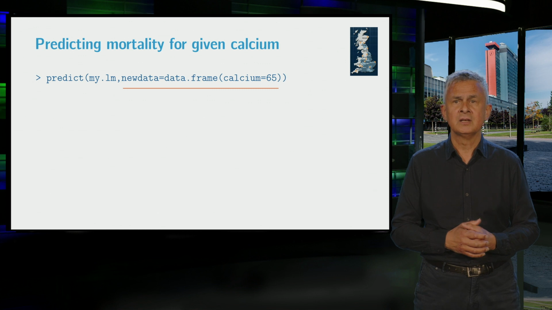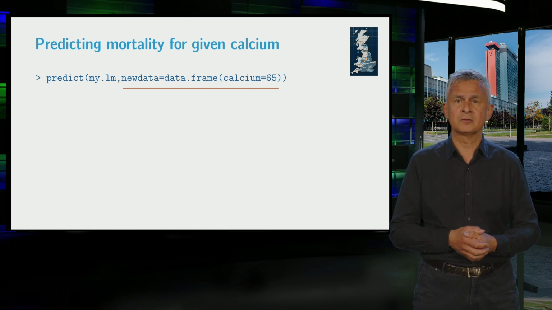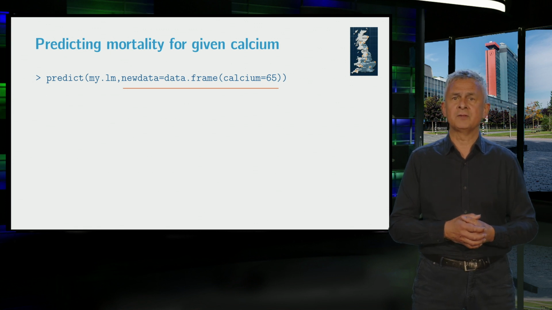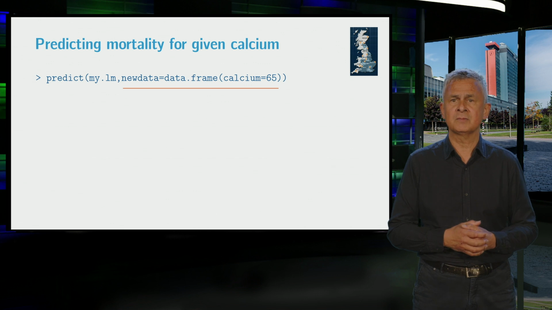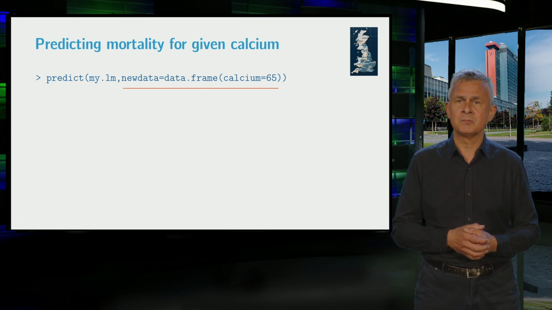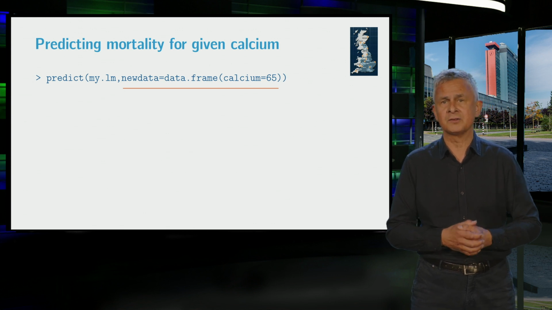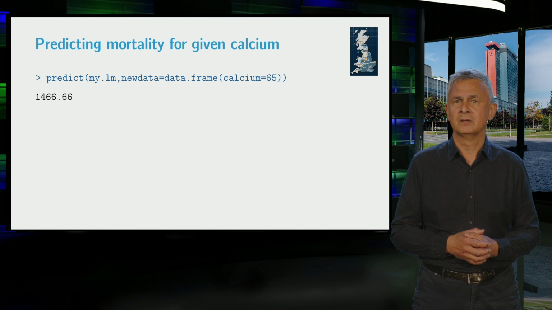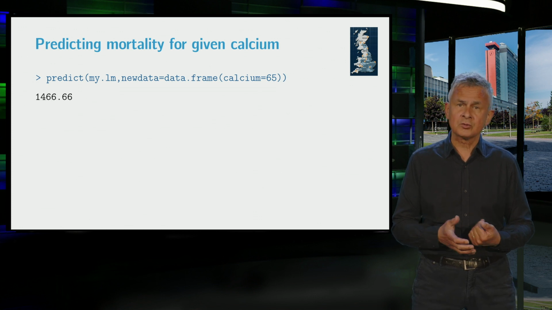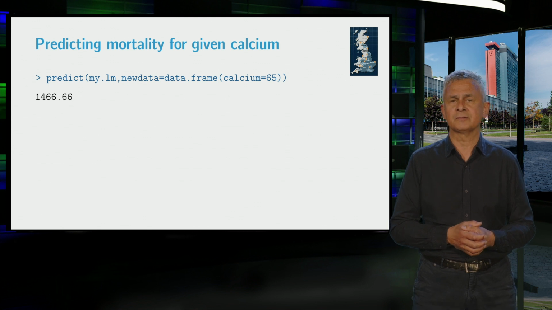On the other hand, this can also be extracted from the LM object by means of the function predict. In the call, one has to specify the value 65 for calcium in the option newdata, and this must be done by means of a data frame containing the variable calcium with value 65. Running this call also gives the estimated mortality at calcium concentration 65.